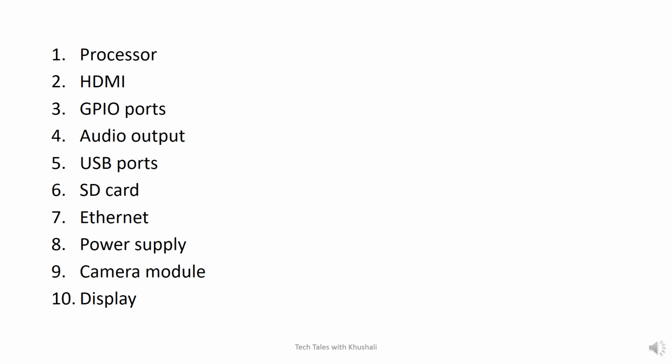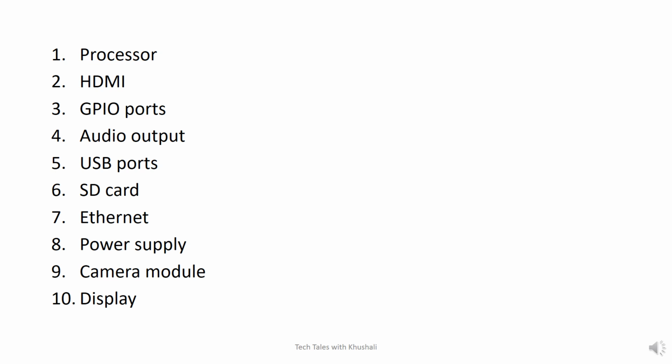The eighth is power supply, and a micro USB power connector is available onto which a 5-volt power supply can be connected. And the other is the camera module. Camera Serial Interface, CSI, connects the Broadcom processor to a Pi camera.